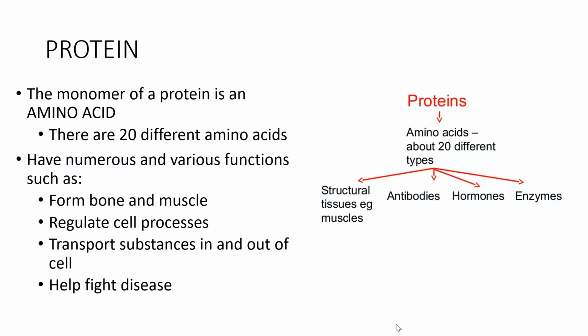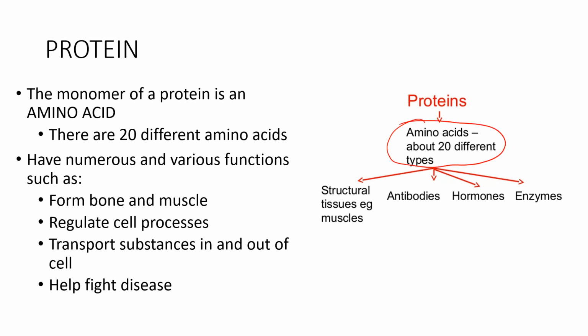Unlike lipids, lipids was the odd one. That was the one that was kind of different. Carbohydrates have a monomer and proteins have a monomer. That means they have a building block, something that they're all made up of. The monomer for a protein is an amino acid. So there are actually 20 different amino acids.